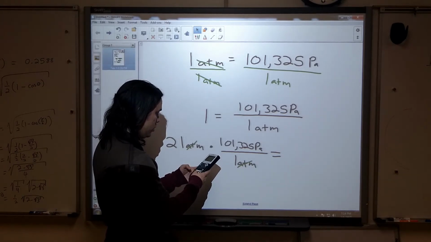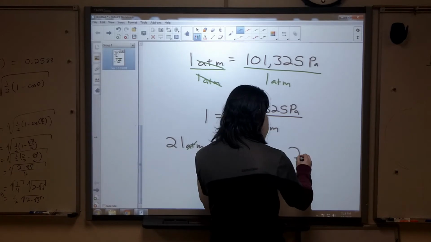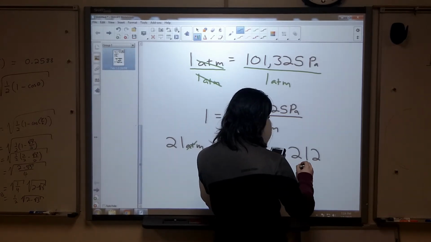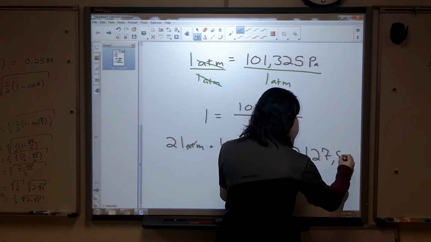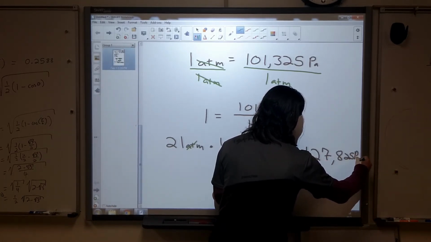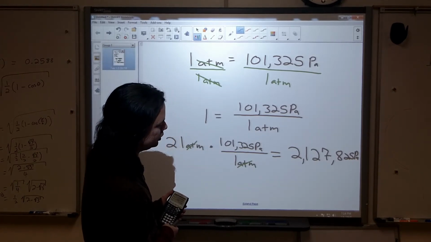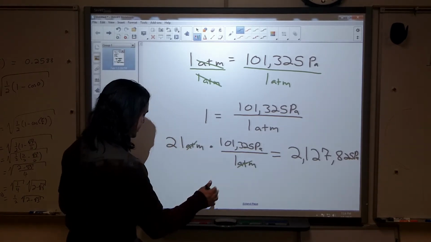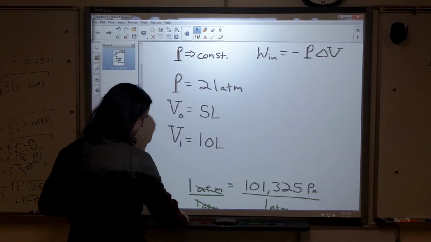So 21 times 101,325, and we end up with a laughably large, but great, 2,127,825 pascals. You're welcome to probably take this to 3 significant figures. We call that 2,130,000. That's fine. I'm going to leave this for the time being. So we've got our pressure.